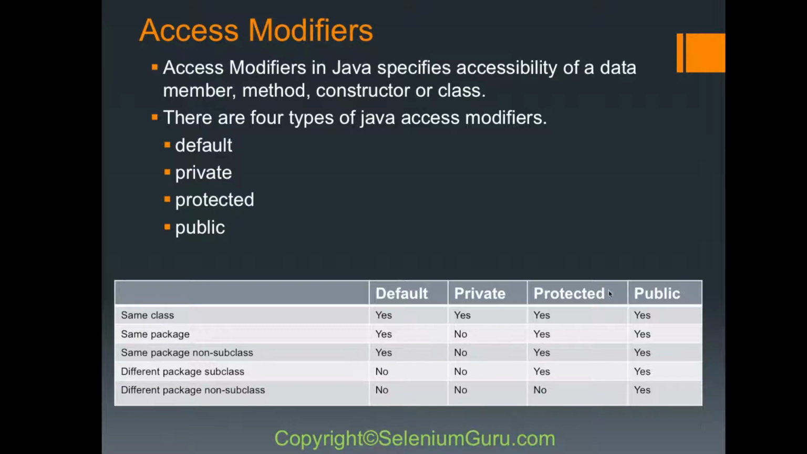Now, before we go to protected, let's go to default. Default means you haven't defined the access of the variable. You just said integer, and you don't say public or private or anything. If you haven't declared anything, then it becomes default. With default, same class, yes. Same package, yes. So let's say you have class 1 and you have variables without declaring anything, neither private nor public.